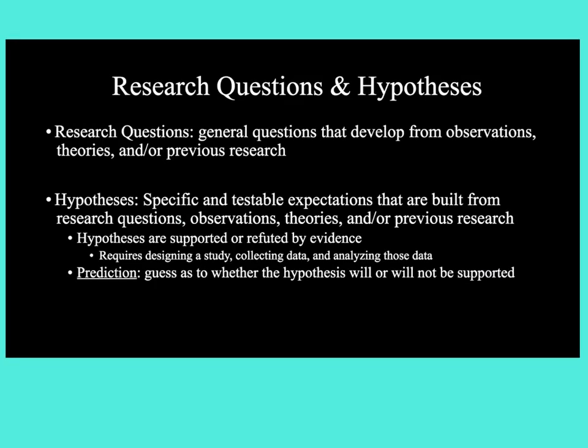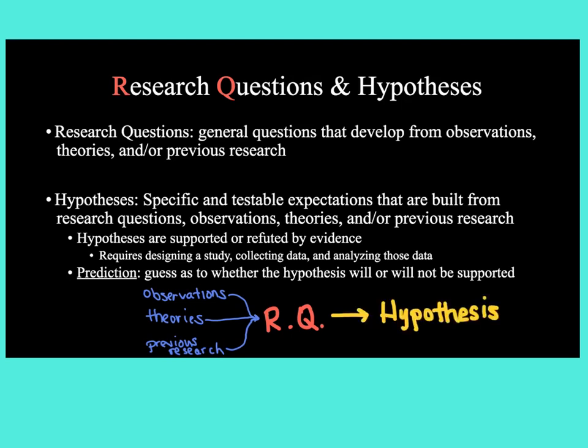Once we have made observations and begun theorizing, we must move towards creating research questions and subsequently hypotheses. A research question is a general question that develops from our observations, theories, and from reading existing research. Hypotheses are more specific statements about what we expect the answer to the research question to be. Hypotheses should be testable and are questions or statements that, when tested empirically, can be supported or refuted.